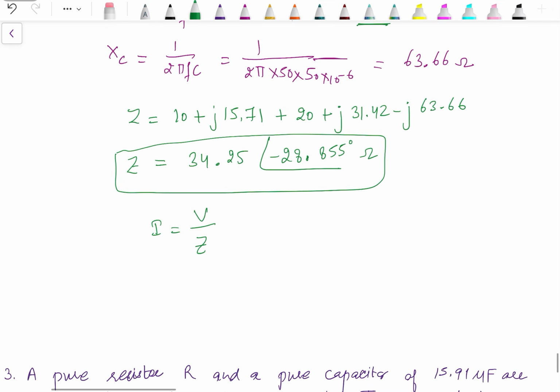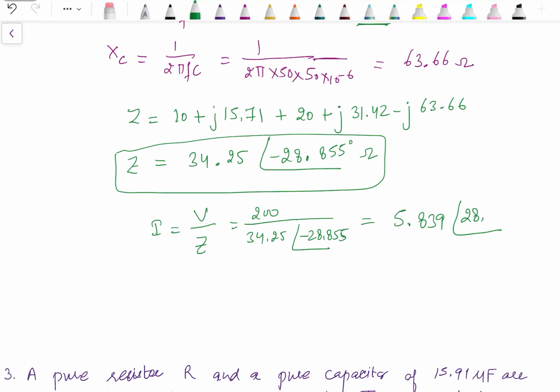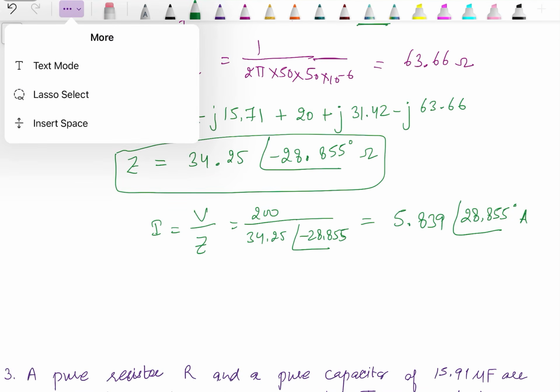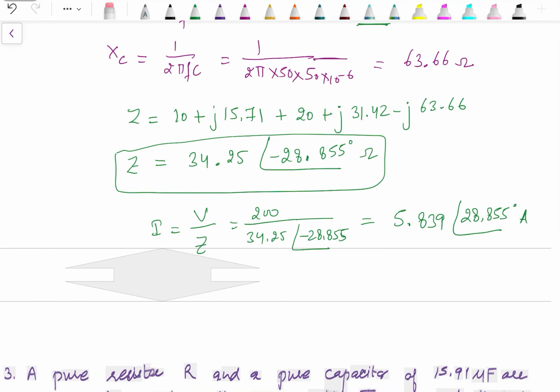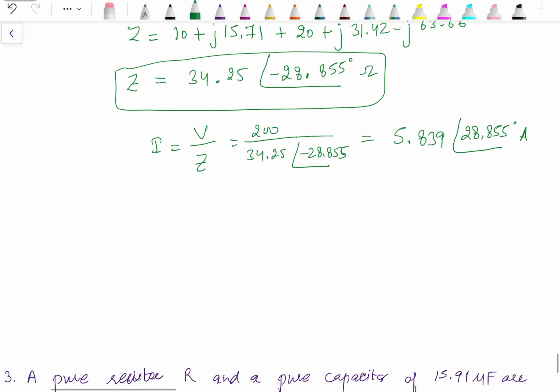200 divided by 34.25 angle minus 28.855. So current is 5.839 angle 28.855 ampere. You can use the complex mode of the calculator for these calculations.